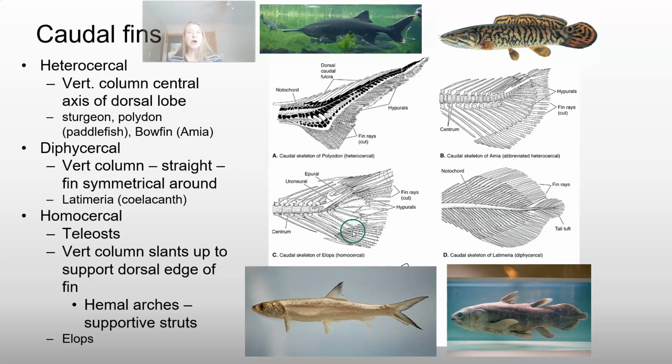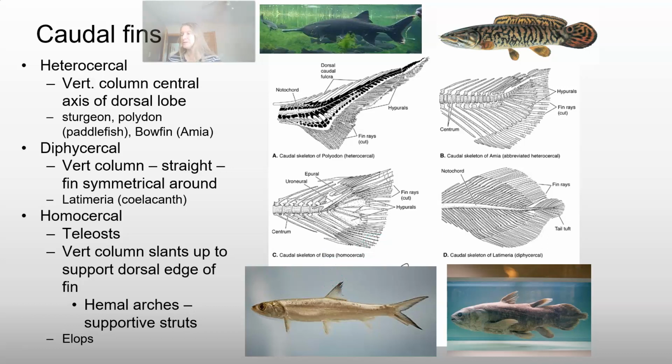All right, then we see homocercal tails. So this is what we see in teleosts, for example. And here, this is where the vertebral column slants up to support the dorsal edge of the fin. So it's slanting up. It's not continuing up as much into the dorsal fin as it does in heterocercal tails, but it still is slanting upwards. And we keep these hemal arches. So these hemal arches actually act as supportive struts. So that's what we can see in, say, Elops, for example.